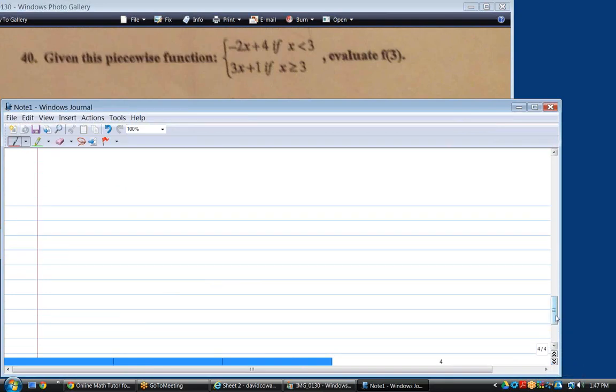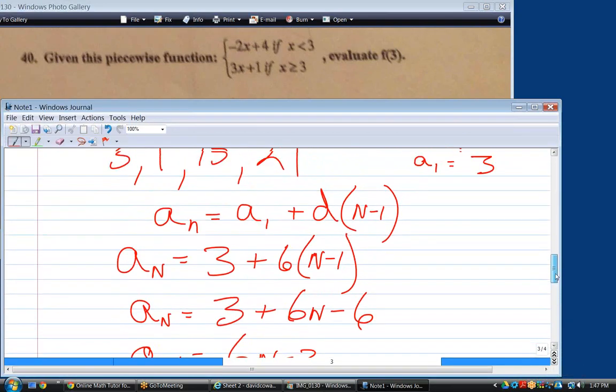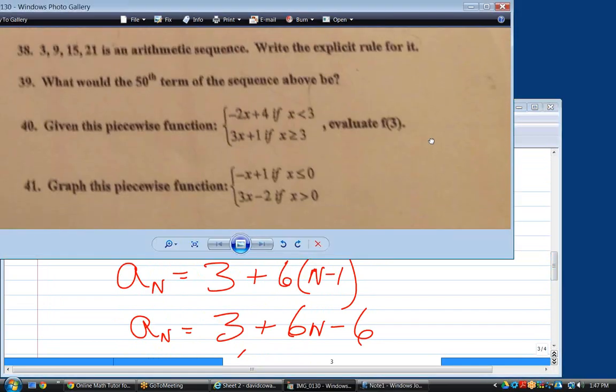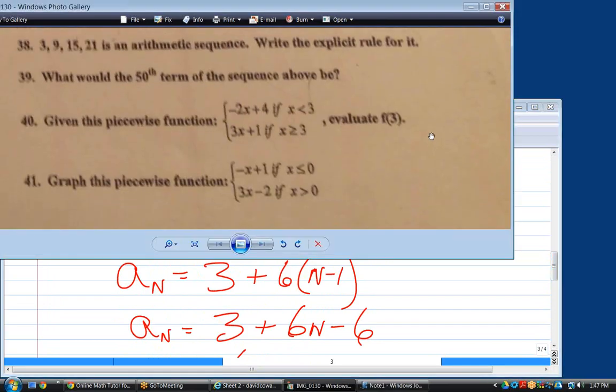So with the explicit rule, is that what we just did? It's the same as the specific? Yeah, when they say explicit, there's actually two kinds of rules for sequences. There's explicit, and there's another one called recursive, which you're not going to get in Algebra 1. You're going to get that maybe in pre-calc. So when they say explicit, there are still two rules for explicit. There's the general explicit, and then there is the specific explicit.